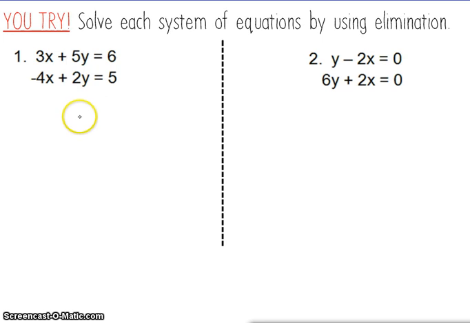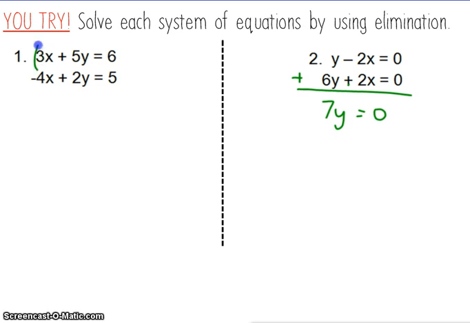Now we're not going to completely solve these problems, but I do want to talk really quickly about these two types of problems. First off, with number 2, notice that the x's will automatically cancel each other out when I add. So we'll get 7y equals 0. We had to skip step 2 because we already have something that is going to cancel out. No need to multiply.